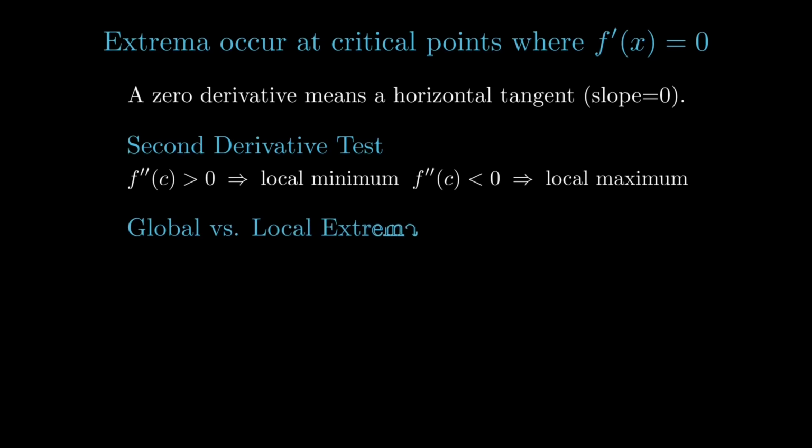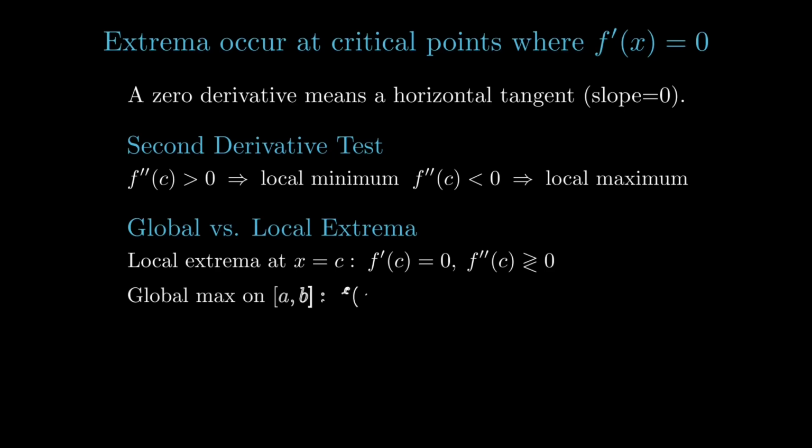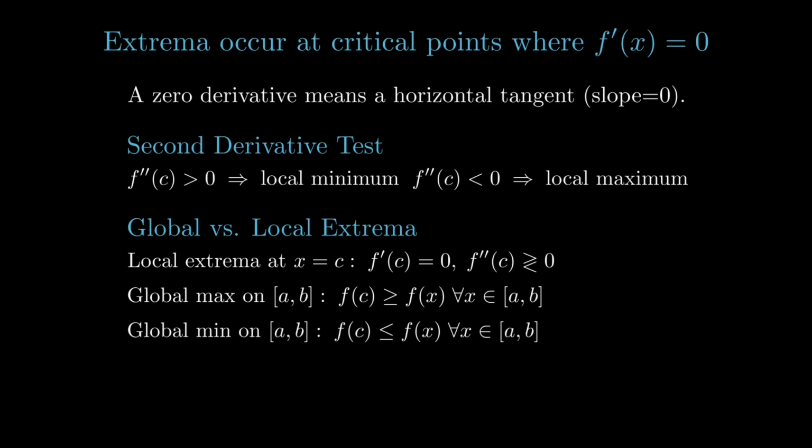Again, in some functions, the graph may peak or dip at more than one point. In such cases, we have to deal with local and global extrema. A local maximum or minimum occurs in a small neighborhood, for instance, the peak of a hill or the dip of a valley. In contrast, a global maximum is the highest point over the interval a to b, and a global minimum is the lowest. To identify global extrema, we evaluate the function at all critical points within the interval as well as the endpoints.